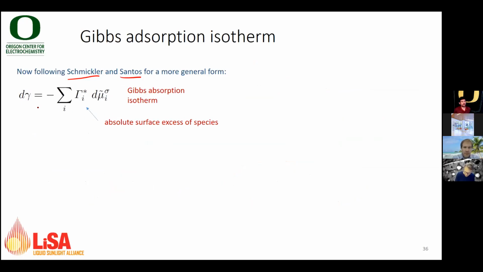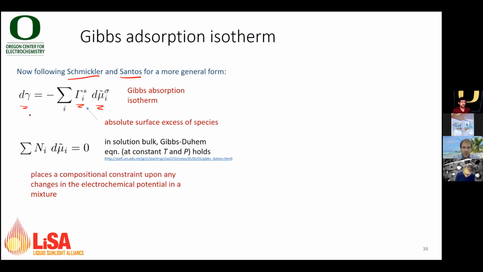Okay, so this is the same equation. This is the absolute surface excess of species. This is the electrochemical potential of species. This is how the surface free energy is changing. You'll see why this is all important in a second. And then we use this thing called the Gibbs-Duhem equation. Basically, it just says that there's a compositional constraint on changes in electrochemical potential in a mixture. So, for example, if you have a mixture of components, there's only so many degrees of freedom. If you increase one chemical potential, you have to decrease the chemical potential of something else. So that's another one of these fundamental thermodynamic equations.